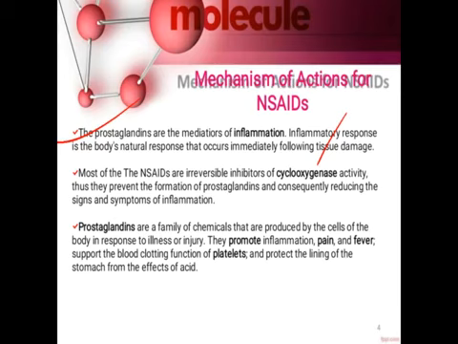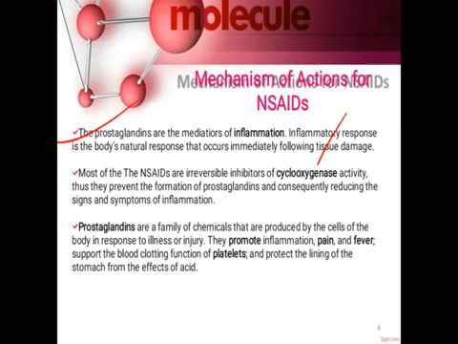So these drugs, that is the non-steroidal anti-inflammatory drugs, are generally irreversible inhibitors of cyclooxygenase. Okay, so this cyclooxygenase is responsible for the formation of prostaglandin. So if we inhibit the cyclooxygenase, the prostaglandin will not synthesize, and if it will not synthesize, there is no inflammation, or the signs and symptoms of inflammation can be reduced. Okay, so that is the main mechanism of action of non-steroidal anti-inflammatory agents.